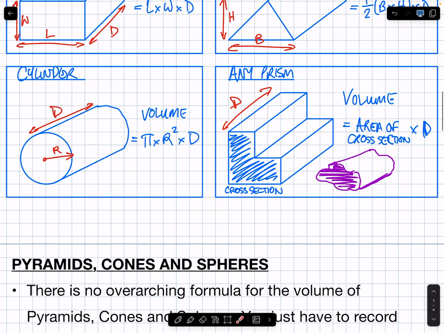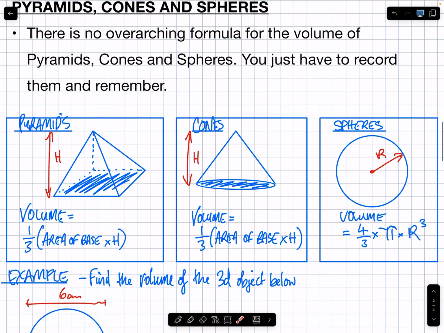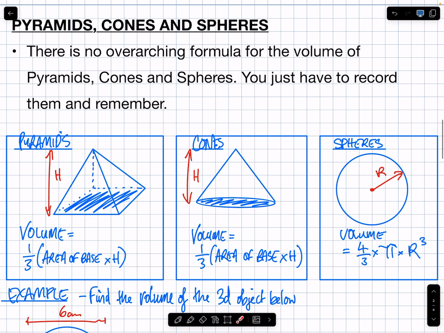All right, 3 more formula and then I'm shutting my mouth. I'll show an example though. Pyramids, cones and spheres. There's no overarching formula for these. You just have to read them and remember.